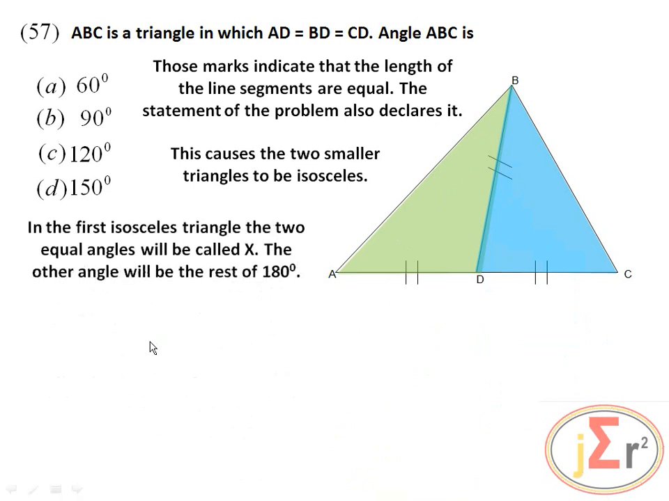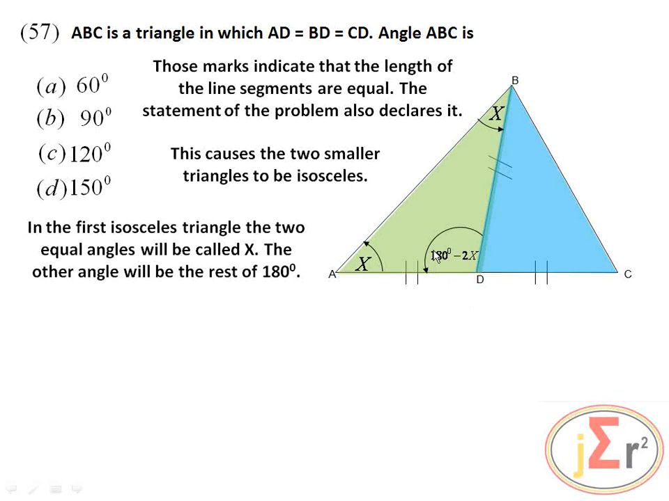Because of that, in the first isosceles triangle, the two equal angles will be called x. They are opposite to the two equal sides. So this angle is x, and this one is x. Then this big angle here will be the result of subtracting these two from 180 degrees, because angles in a triangle add to give 180 degrees. Although this one will not play any further part in determining the value of the angle ABC.